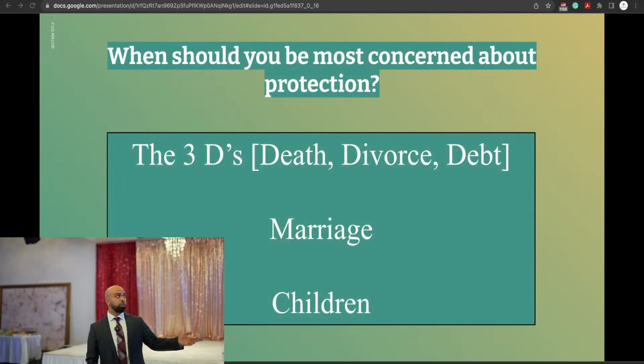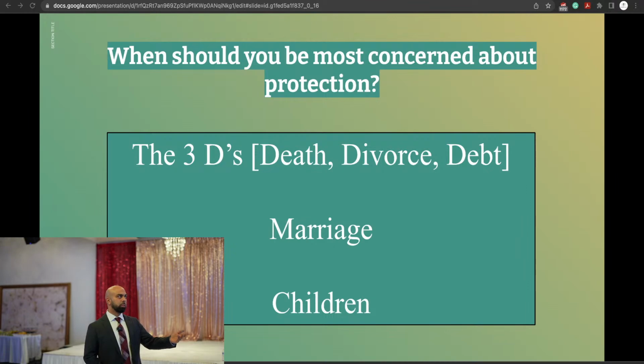So when should you be most concerned about your protection? All right, so when should you really be looking to improve your asset protection? Or what are the good times or the bad times that may come up that are most important for you? Now, the 3Ds, this applies in auction houses and jewelry businesses and estate sales and so many different ways, but the universal rule is death, divorce, and debt.